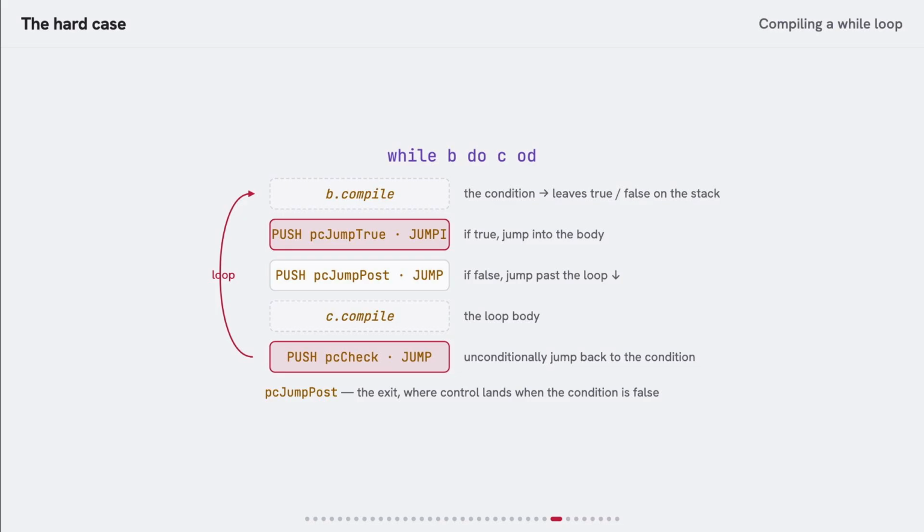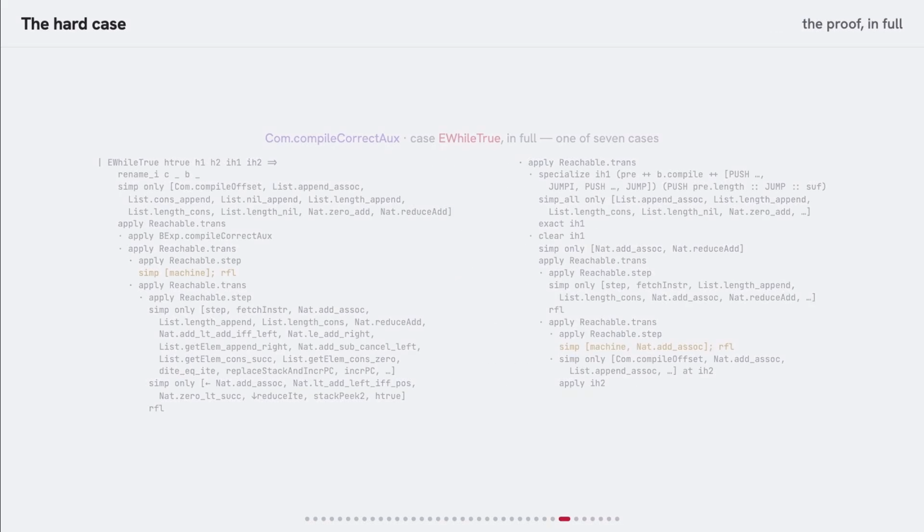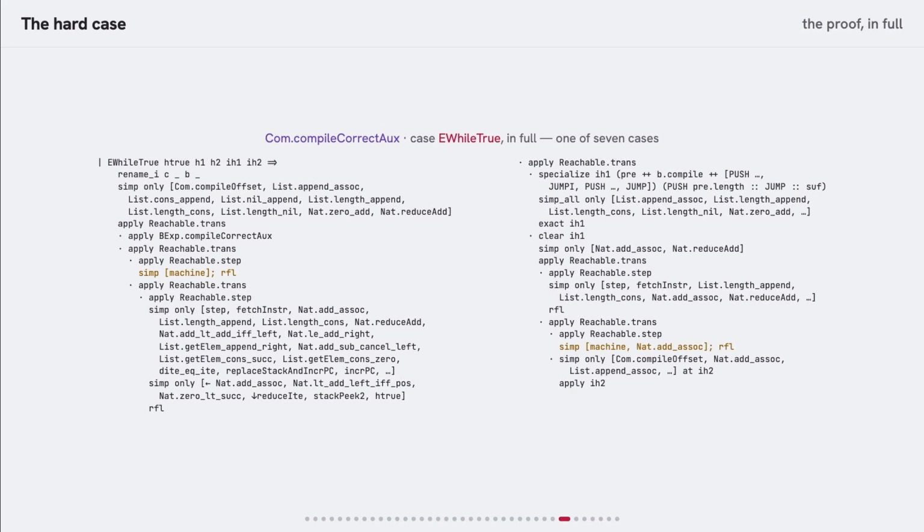This control flow mirrors the semantics. The two branches are the while true and while false rules. And because we know the source loop terminates by a hypothesis, the machine halts too. Some fuel always suffices. Here is what proving that one case actually takes.